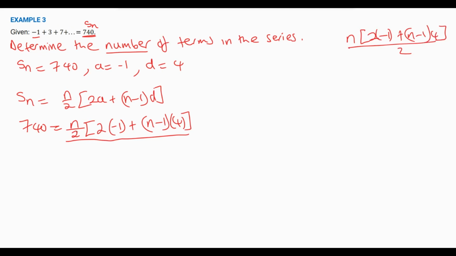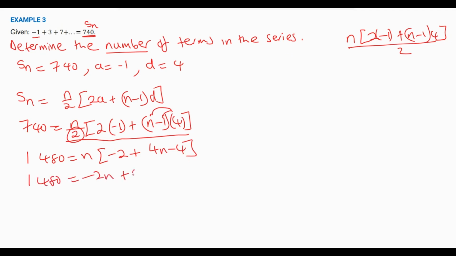So the first thing to do is to eliminate this denominator by multiplying by it on both sides of the equation. So 740 times 2, you get 1480 is equal to n, and then in the bracket we're going to have 2 times negative 1, which is negative 2, and then let's distribute 4 there, you get 4n minus 4, okay? And then we can distribute n, 1480 is equal to negative 2n plus 4n squared minus 4n.